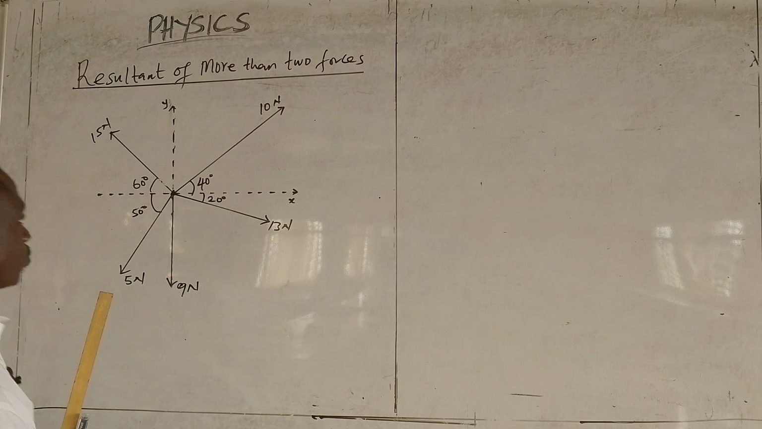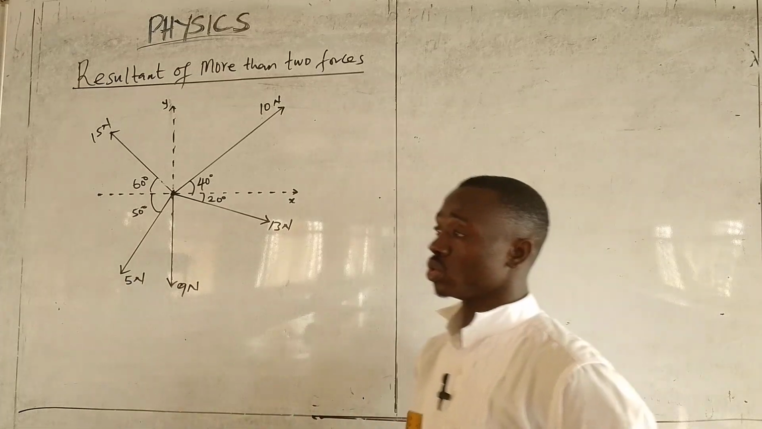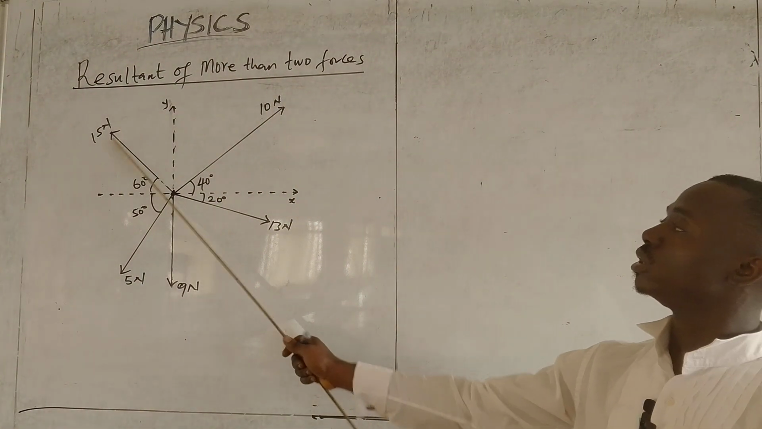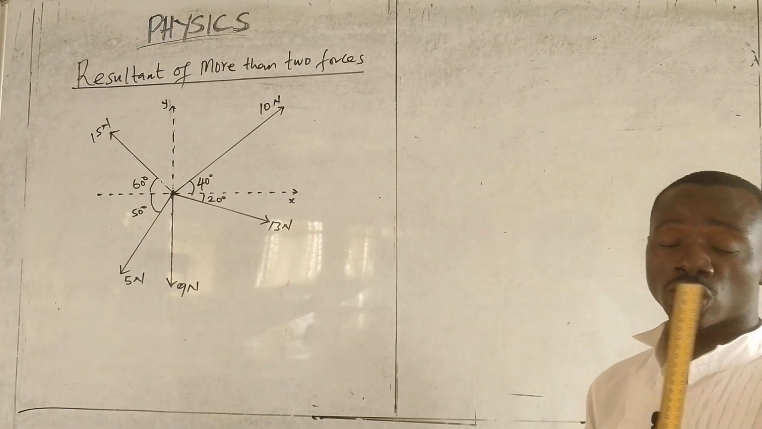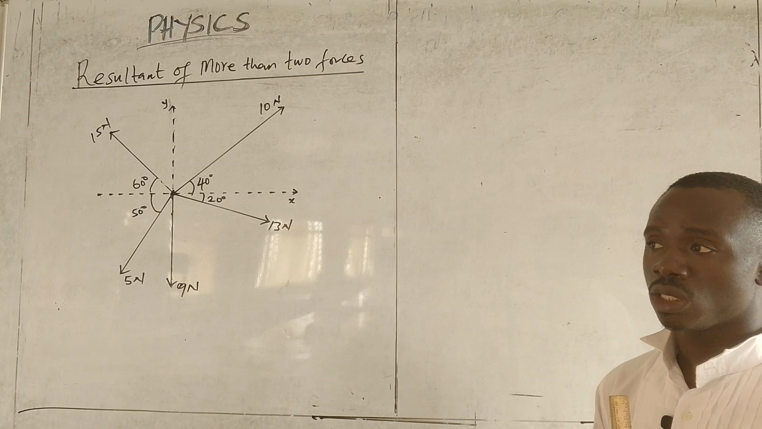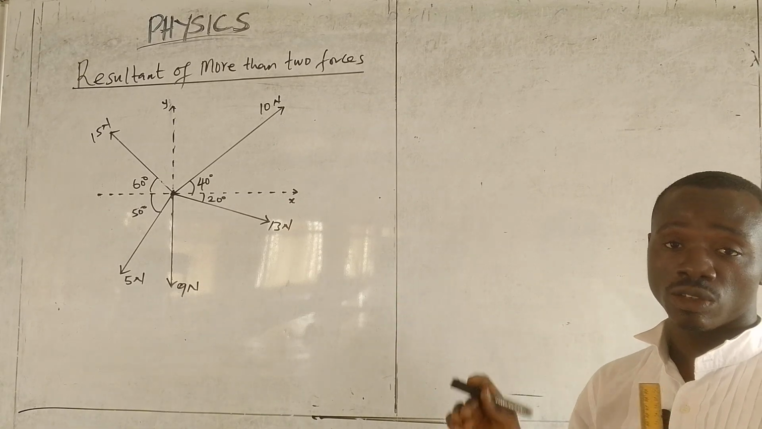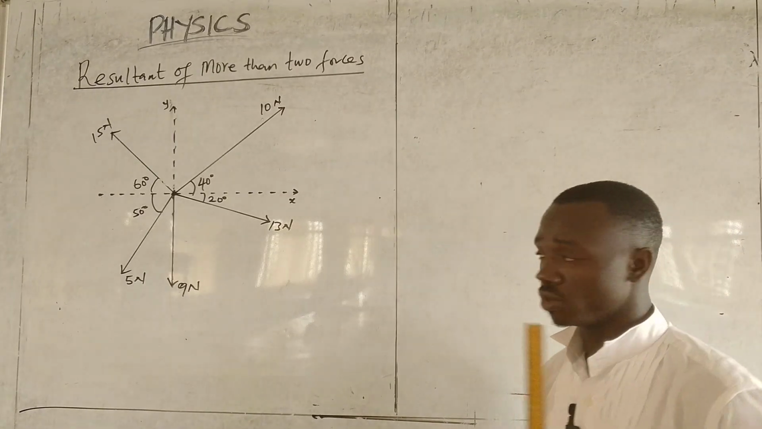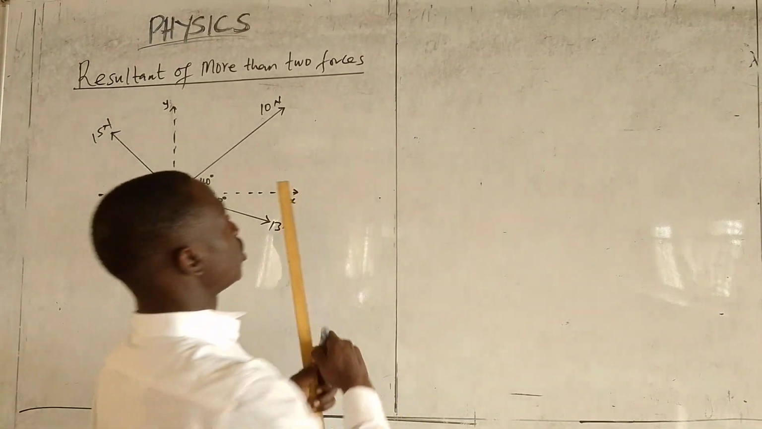And direction. Now, the first thing we are going to do is to pick each of the forces, resolve them into horizontal and what? And vertical components. Then add all the horizontal components together. Also add all the vertical components together before you now apply the law of parallelogram of forces. So for convenience, I'm going to use a table.